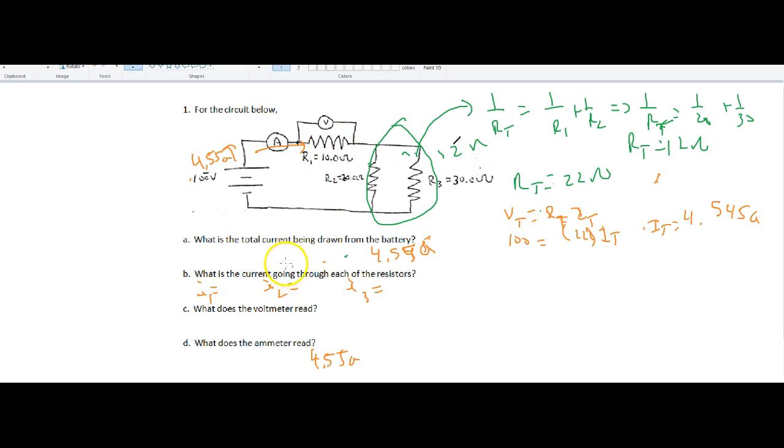So I know I must have 4.55 amps. Unfortunately, I don't know these two. That's a bummer. Well, can I solve for what the voltmeter reads? Yeah, sure. If I've got V equals IR going on over here, V equals IR going over here, then my voltage is equal to, I'm running 4.55 amps through a 10 ohm resistor. I'm losing 45.5 volts.